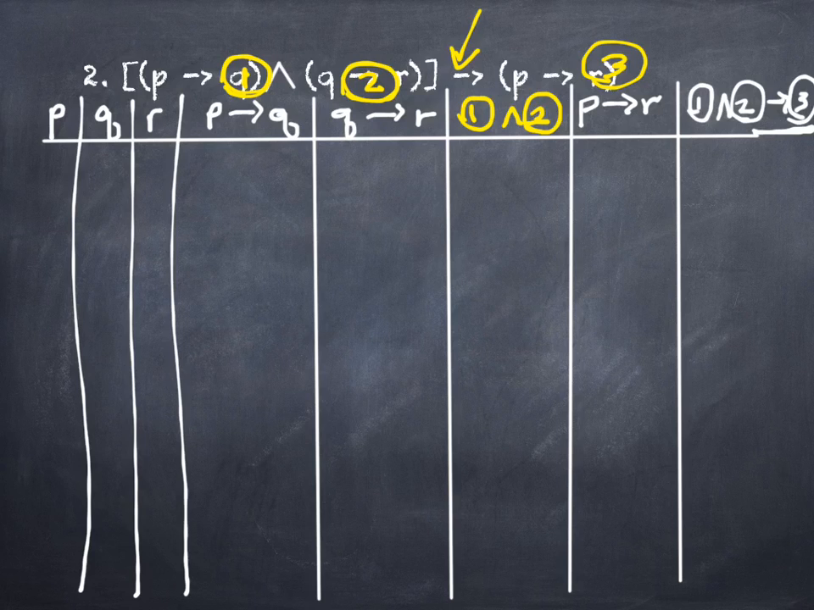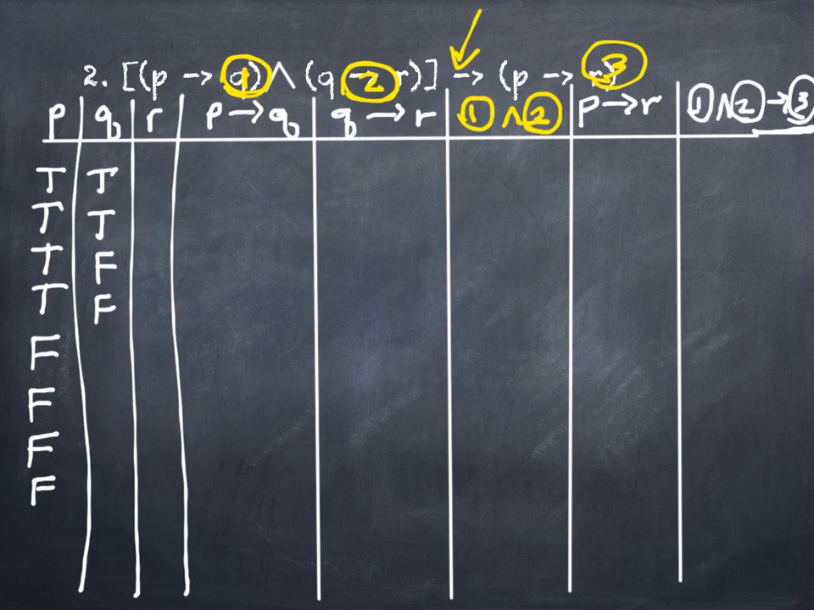All right, what goes inside of column P? All right, so 4 trues and then 4 falses. What about in column Q? True, true, false, false. And then same thing again, right? True, true, false, false. What about column R? Okay, this is one that alternates: true, false, true, false, true, false, true, false.